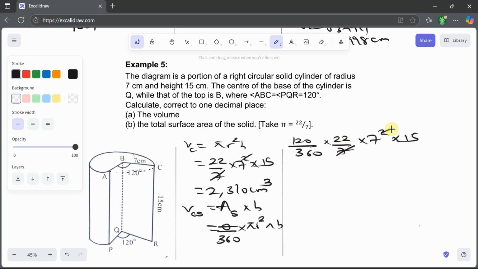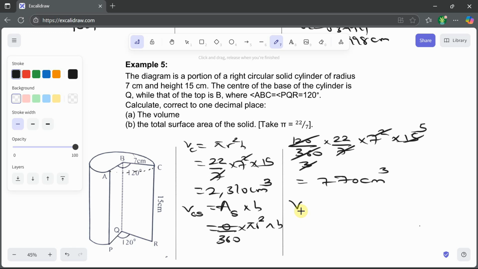7 will cancel one of the 7s. This will cancel, this will be 3. 3 will cancel, this will be 5. So that will be 22 times 7 times 5, and that will give you 770 centimeter cube.